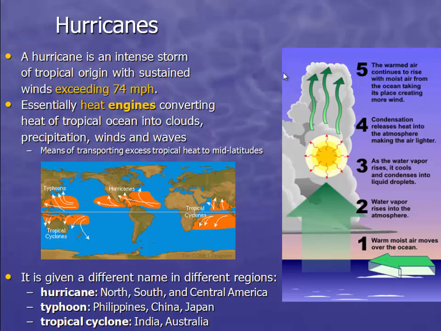Hurricanes are essentially heat engines. This is totally different than mid-latitude cyclones. Mid-latitude cyclones feed off of the differences in air masses. Hurricanes feed off the fact that the air is just really warm and it's all the same. It has a lot of moisture content.